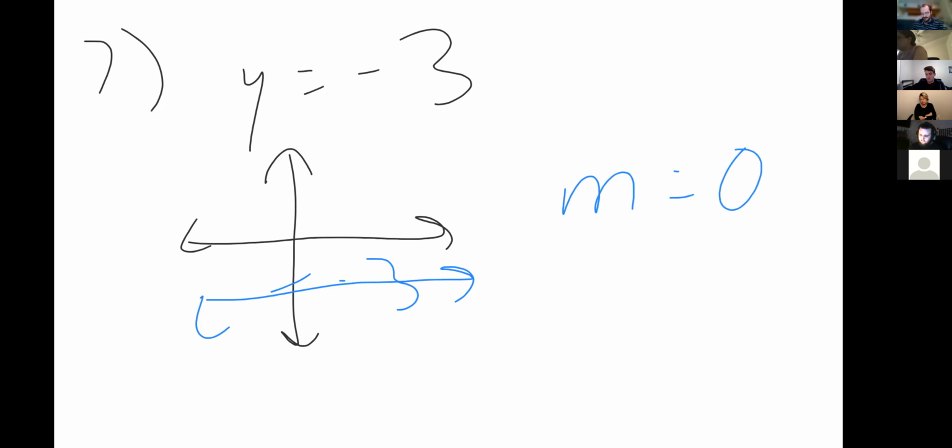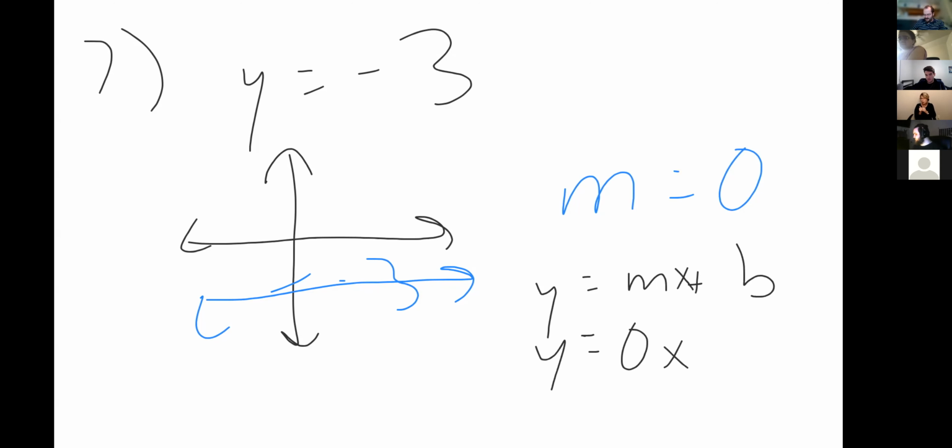Hopefully we can also see that with the equation, right? If we try y equals mx plus b, we end up getting 0x and a -3 in the b slot. That just gives me y equals -3. Questions about this one? Is that the last one we did? That was the last one we did.